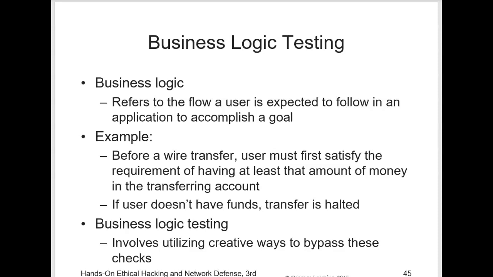So, for example, before a wire transfer, you must first satisfy the requirement of having at least the amount of money in the transferring account. If it doesn't have the funds, the transfer should be halted. See, that's the business logic. Now, how can you bypass that, right? So interesting. It's good stuff.